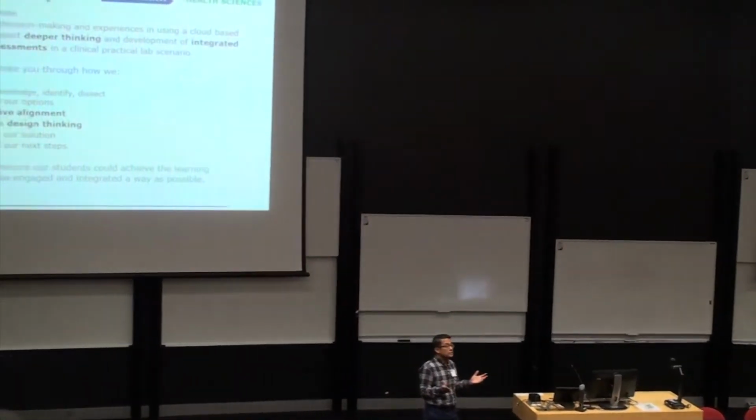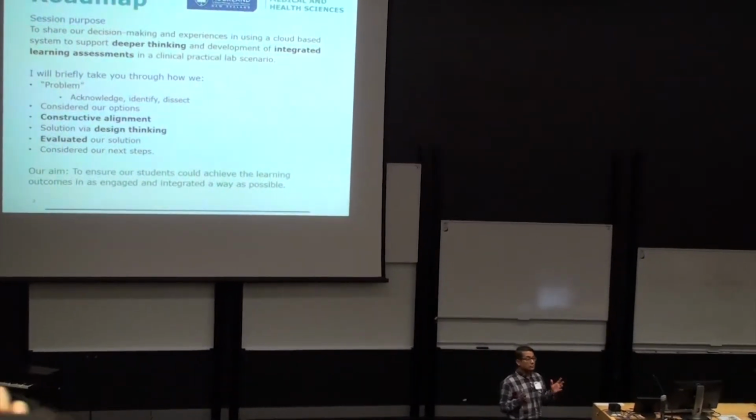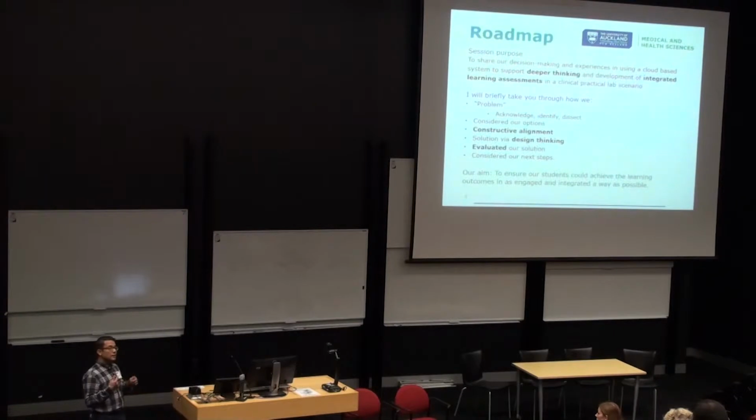In this session, I will briefly go through the problem: identifying and acknowledging it, dissecting it, and considering our options. What could we do in this space, and how do we get students to see what we want to teach? We thought about constructive alignment: are we teaching what we want to teach, and assessing what we want to assess? We also thought about design thinking: how could we get students involved, get ideas from the group, then have a prototype and test it on those students. And we evaluated some of it.